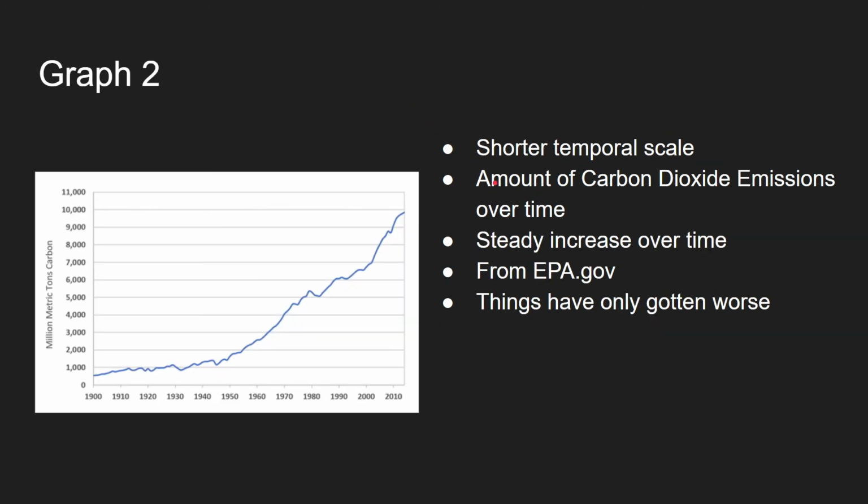Now going on to graph 2, there's a shorter temporal scale, the amount of carbon dioxide emissions over time, the same thing as the last one, as we are just comparing these two. And this is from EPA.gov, which is a reliable source. And things have only gotten worse. As you can see, it's just a steady increase all the way through.